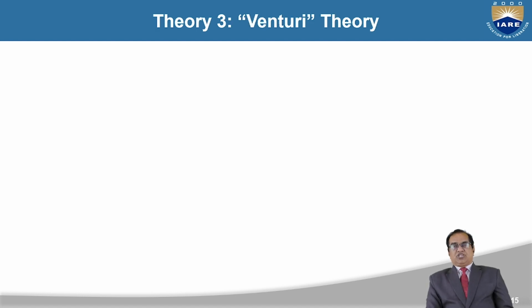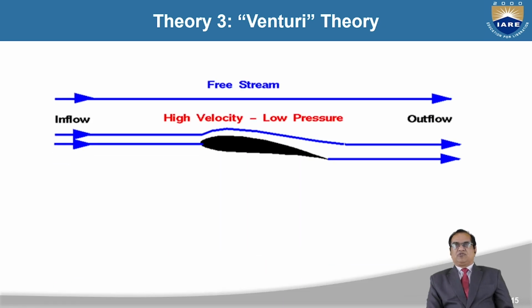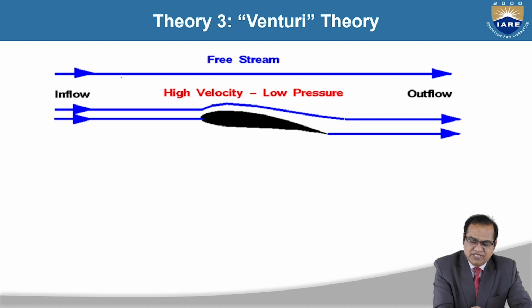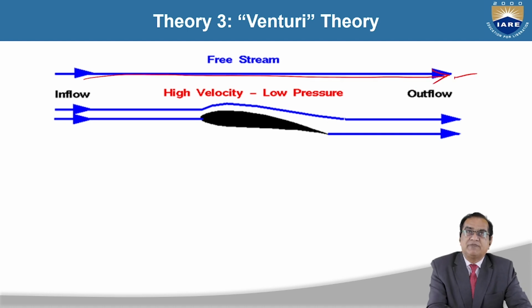The next theory is the Venturi theory. It is also related to Bernoulli only, but the concept is a little different from the first. We have given the P and V relation. Now here the area and velocity relation and then the pressure relation will come into play. If you see, this is the free stream, moving from here to here, and the inflow is from this direction.